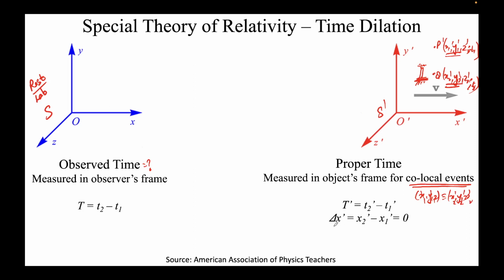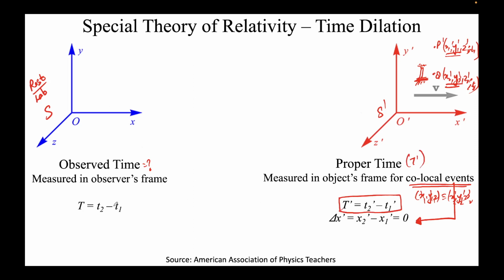So I can denote this as delta x prime, which is x2 prime minus x1 prime, equal to zero. This is the definition of co-local events. Note that I am ignoring y and z because the movement is only in the x direction, so y and z will not play any role. So the co-local definition is this, and the time observed was this. This is the proper time, t2 prime minus t1 prime. This is delta t prime.